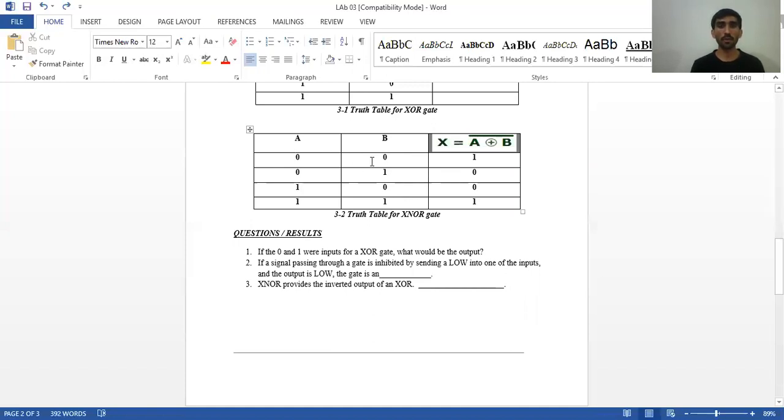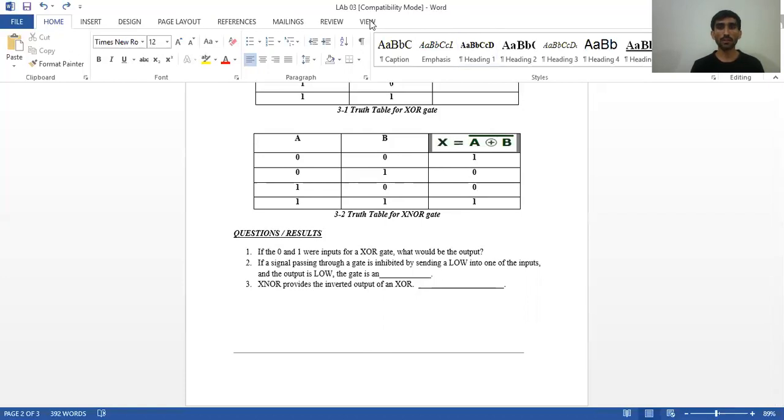So here, both inputs are zeros. Twice zero means an even number, so the output will be 1. If it is 0 and 1, this is an odd number, so the output will be 0. And 1 and 0 is also an odd number, so the output will be 0. And here, twice 1 means an even number, so the output will be 1.